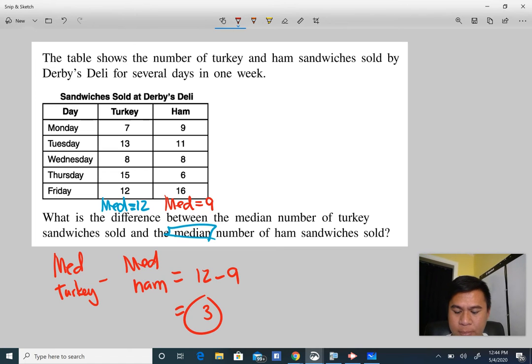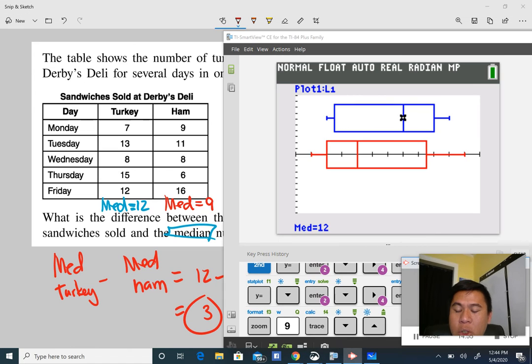So again, for number 2, the difference between the median of turkey and the median of ham will be 12 minus 9, which is in fact 3 in this case. Our next additional question here would be, what do you think will be the difference between the interquartile range for the turkey as compared to the interquartile range of the ham?